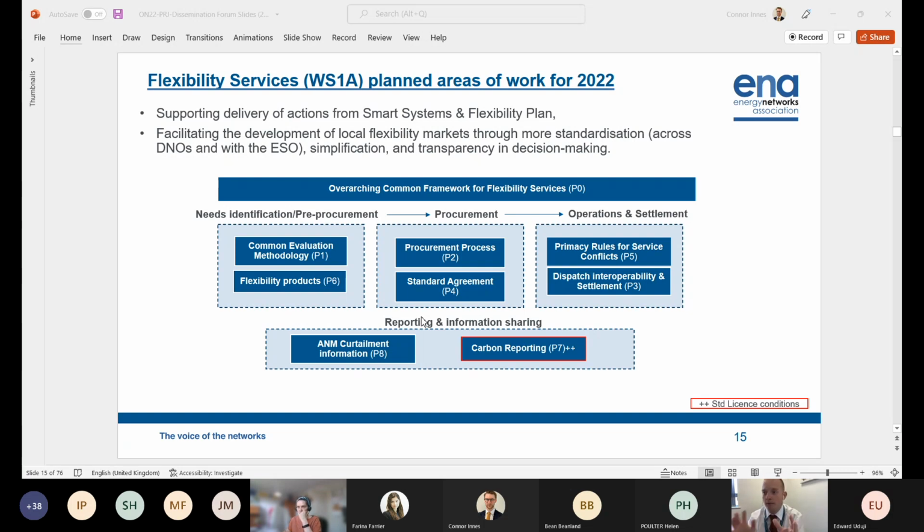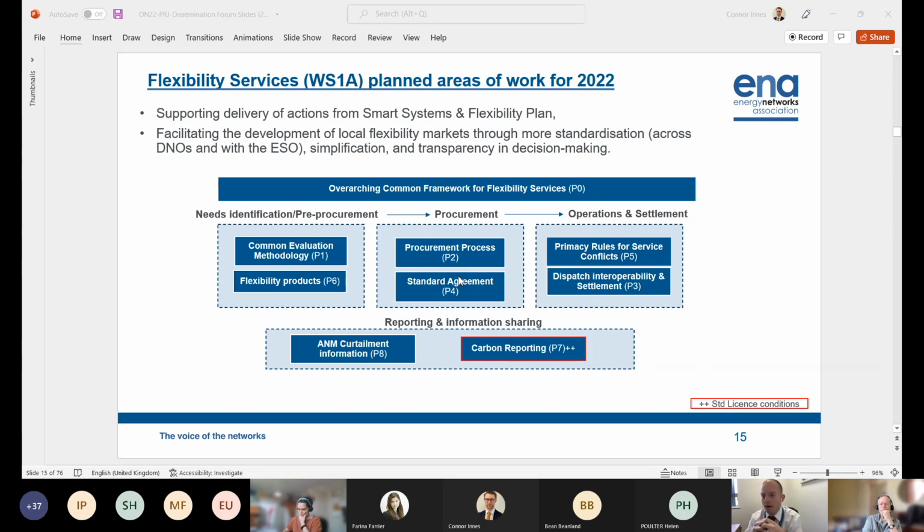The third column there is operations and settlement. This is another key area, making sure that we've got standardization across the approaches, and we've got a simplified approach. So taking P3, the dispatch, interoperability and settlement, we recognise that distribution system operators are going to have to be interfacing with aggregators, virtual power plant providers, marketplaces, exchanges. So we want to make sure that we've got a common understanding of the types of signals that need to be exchanged, the data mechanisms that need to be exchanged between those parties, and that can really help stimulate the market.